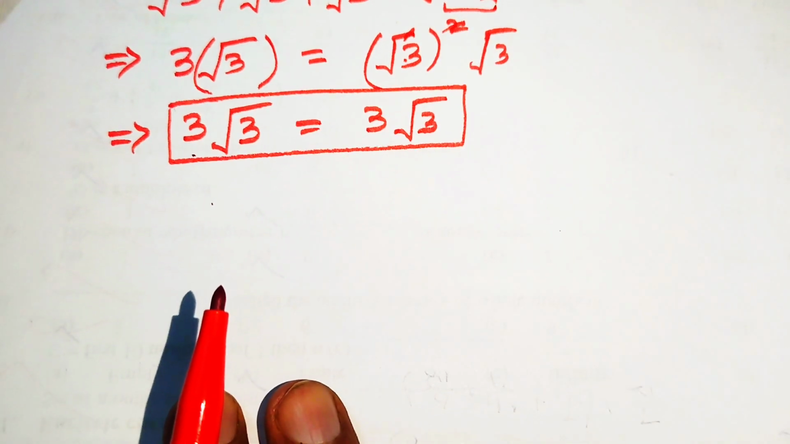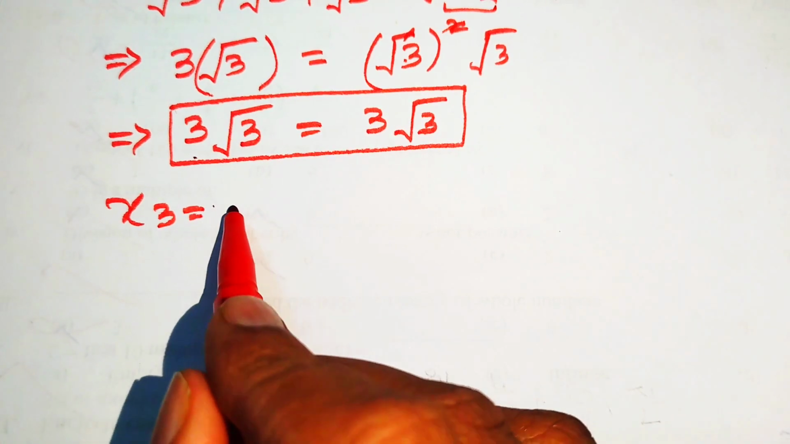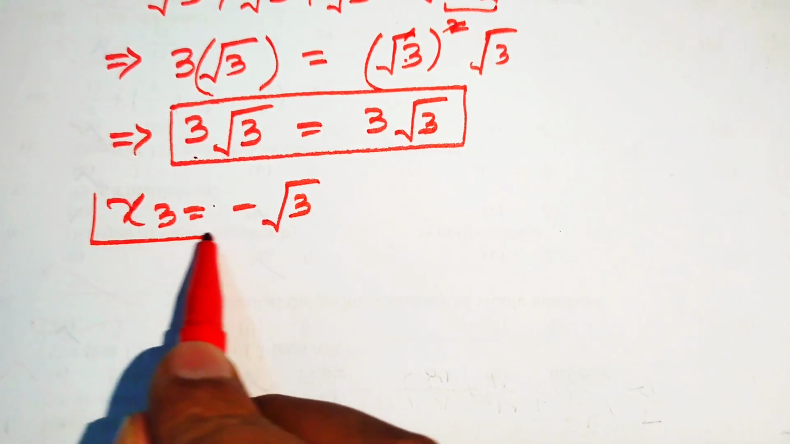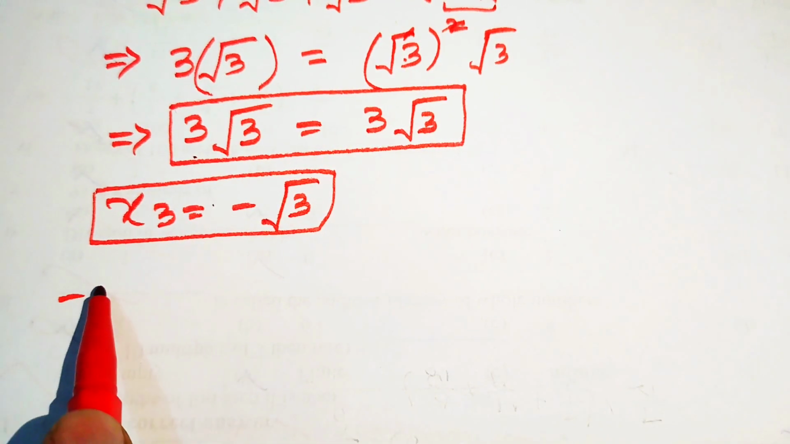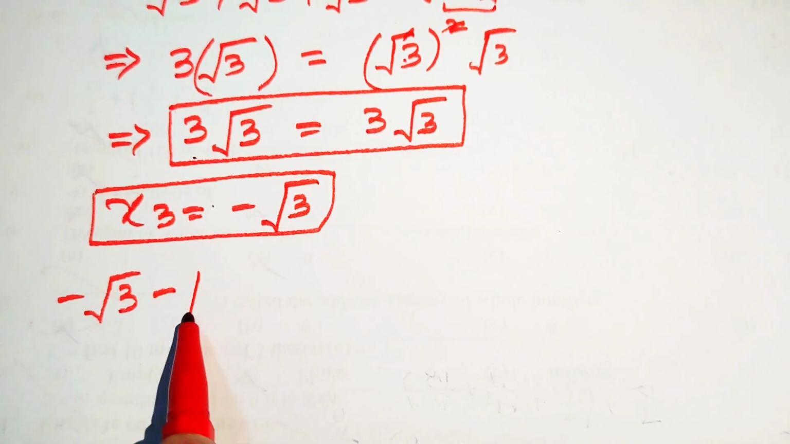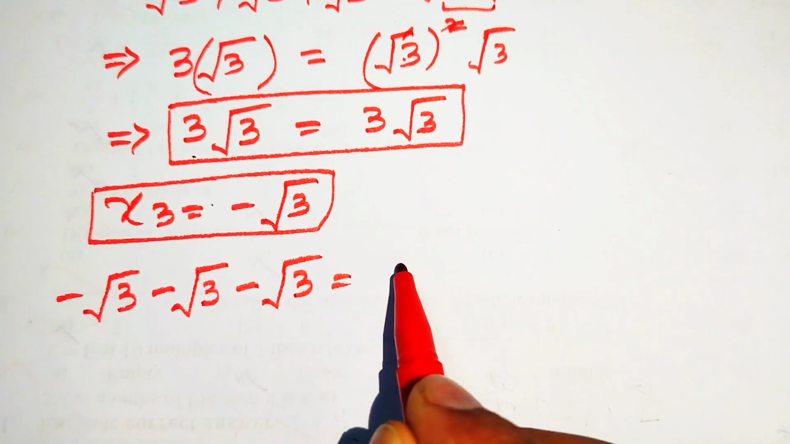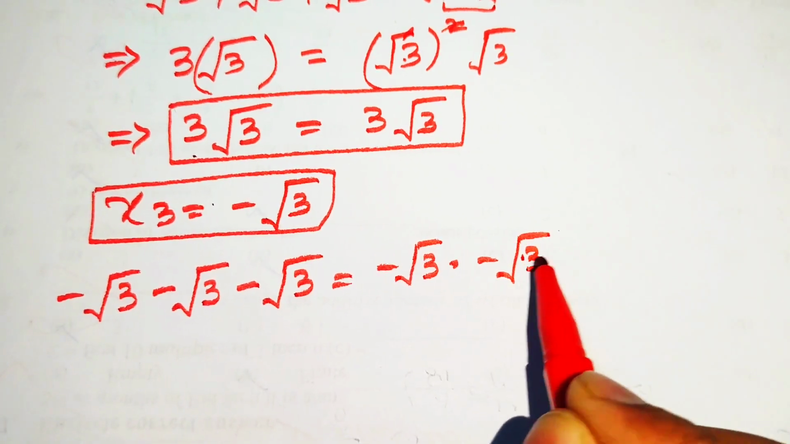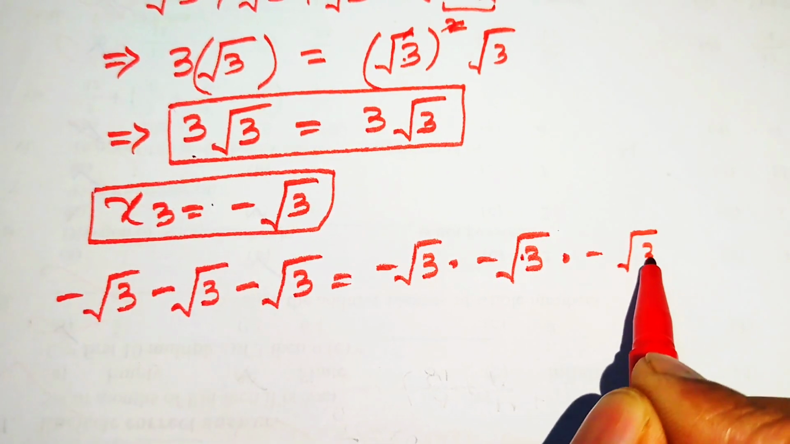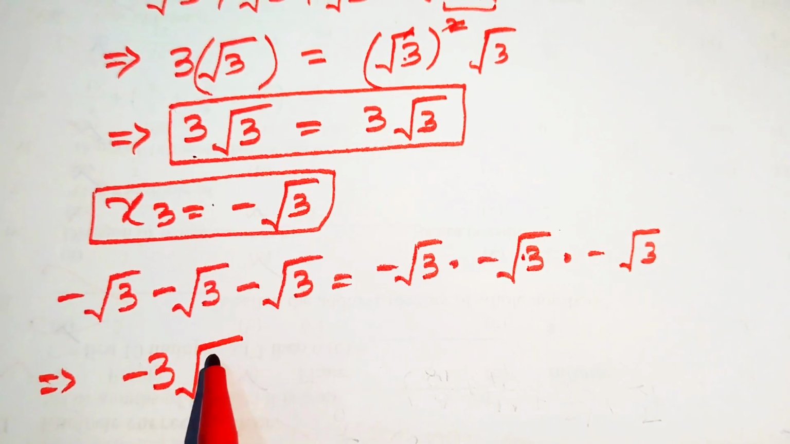And now we move towards checking the third root, and our third root is x3 equals minus square root of 3. So now we substitute this third root here, and it will be written as minus square root of 3 plus minus square root of 3 plus minus square root of 3 equals minus square root of 3 multiplied by minus square root of 3 multiplied by minus square root of 3. And here you see that when you add three numbers, it will be written as minus 3 into square root of 3.